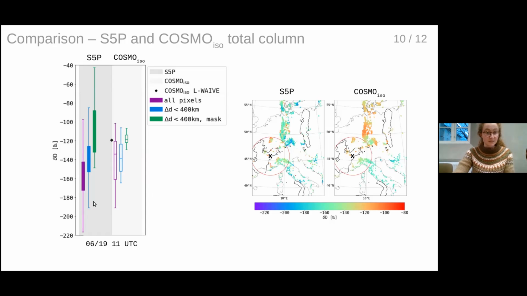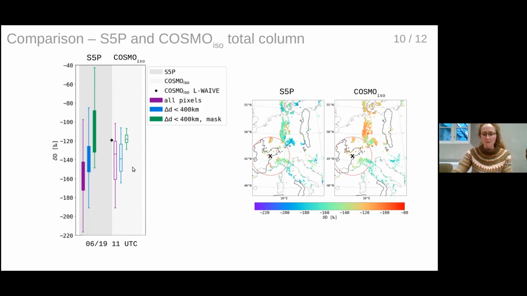Oh yeah, I forgot to tell you, this black dot here is the value in the Cosmo ISO simulation at our campaign site. So this is kind of the true value for our Cosmo ISO simulations. That's where we want to go if we choose the pixels wisely. And we also see now that if we only take points within our mask, we are much closer to this true value. This is mainly due to the fact that we are now excluding all of these points to the south of the Alps, which were formerly included in the blue distribution.